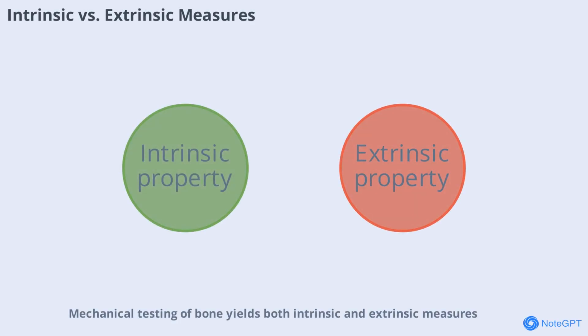Mechanical testing of bone yields both intrinsic and extrinsic measures. Intrinsic properties like Young's modulus and ultimate stress are independent of bone size and geometry; they reflect the material itself. Extrinsic properties such as ultimate force and stiffness depend on the bone's shape and size. Understanding the difference is crucial for interpreting mechanical tests and comparing results across different bones or species.